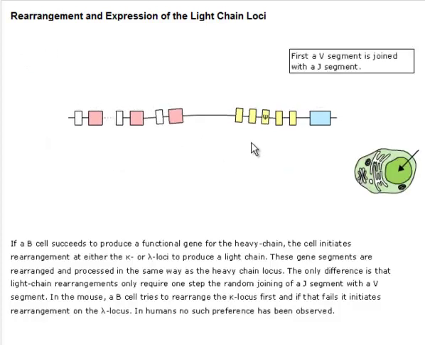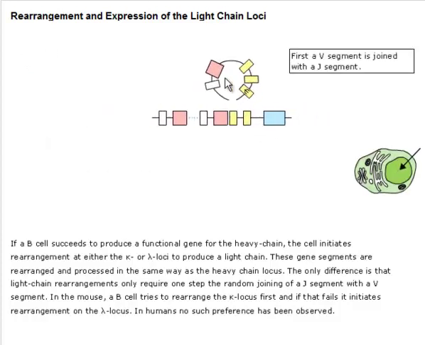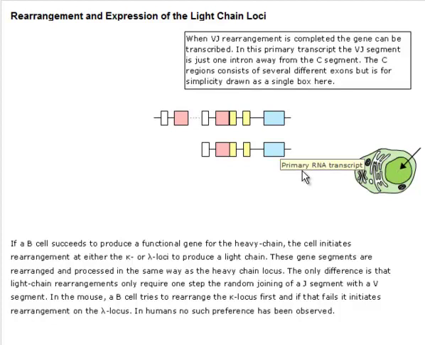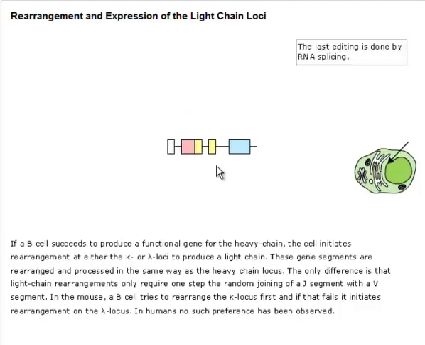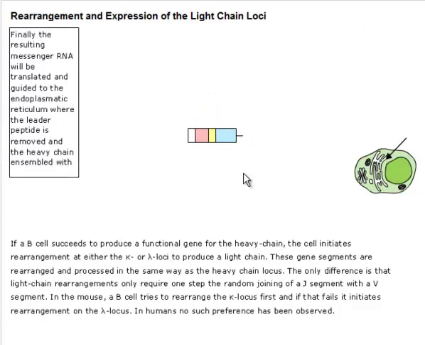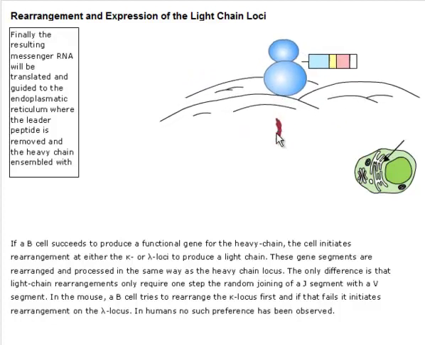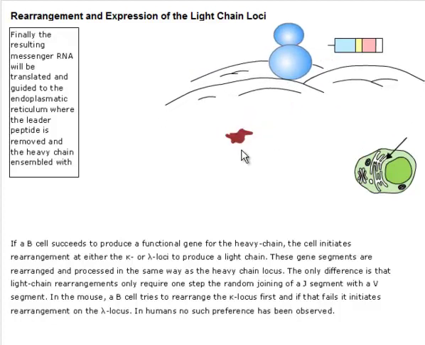Production of the light chain occurs in a very similar way. You have genetic rearrangement once the cell is committed to recognizing a specific antigen, and then you'll get your primary RNA transcript from this newly designated genomic rearrangement. Then you'll have the RNA splicing. You'll get your final product. This is then translated at the ribosome associated with the endoplasmic reticulum, and you will get the production of your light chain.